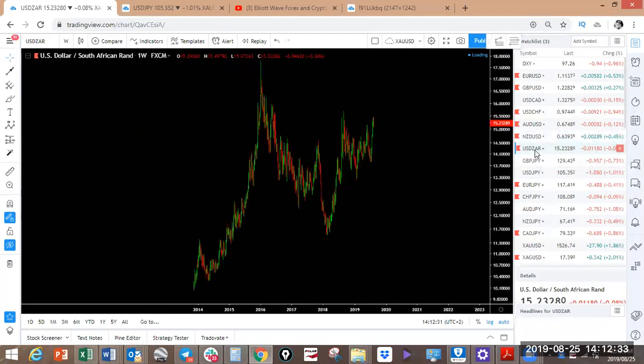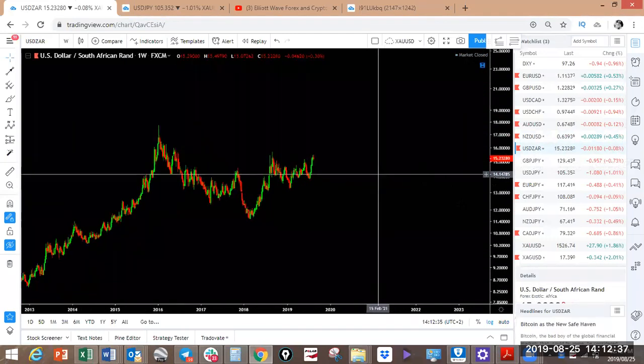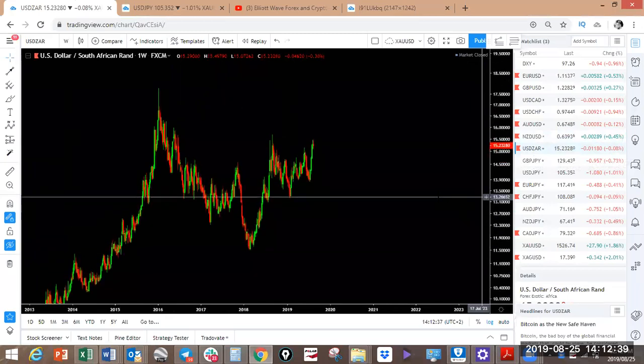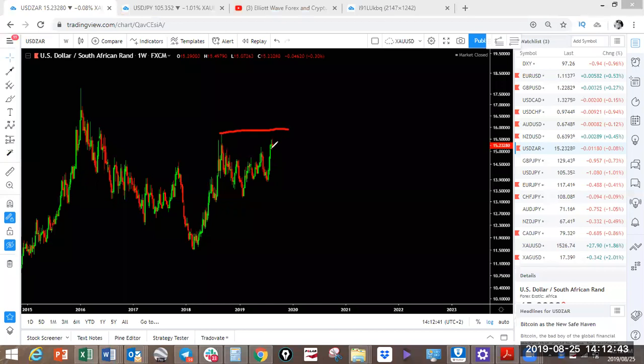US dollar ZAR. So US dollar ZAR, we're looking for this one to push to 1570. I'm still looking for this to go to 1570 and maybe even break it, because that could make a 1, 2, 3, 1. Let's do this. Push higher. And it's a push higher. So that's what we're going to be looking at here on US dollar ZAR.